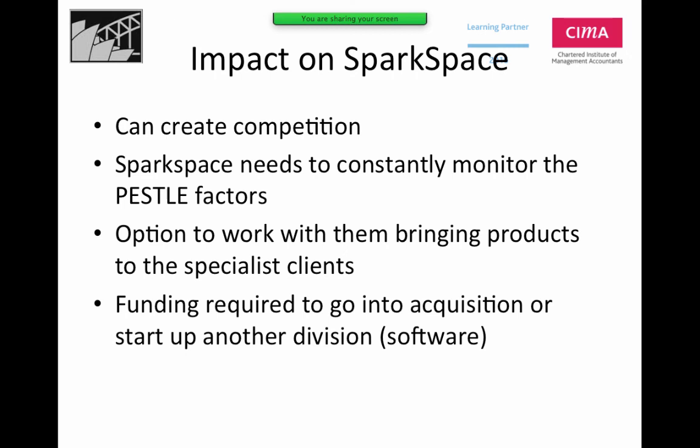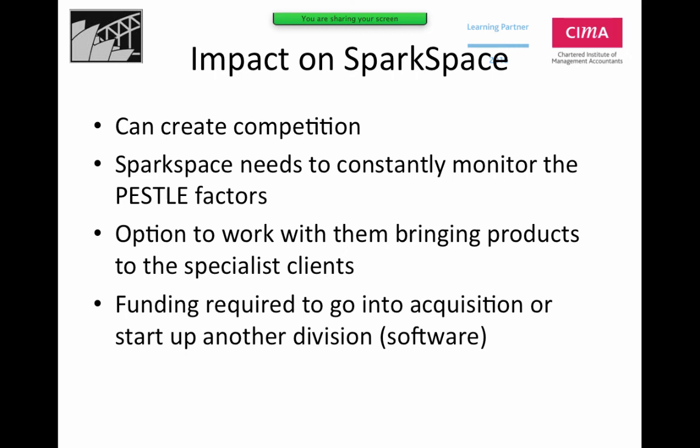What we say is, if you look at SparkSpace, you need to look at the PESTEL factors on an ongoing basis, and actually work with your clients very closely, bring them new options, new products. It's always easy to work with your known clients and bring new stuff to them, rather than looking for new clients, right?